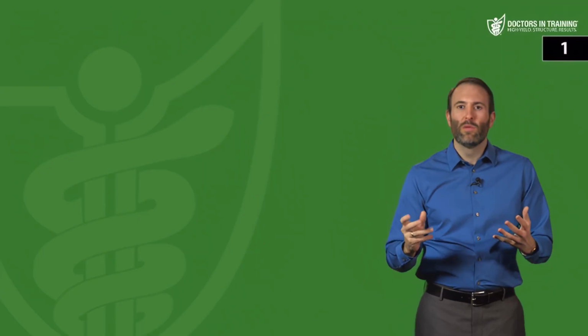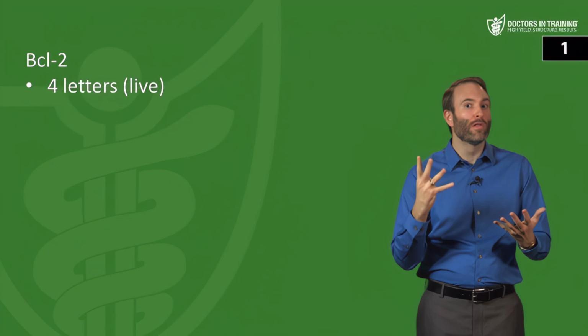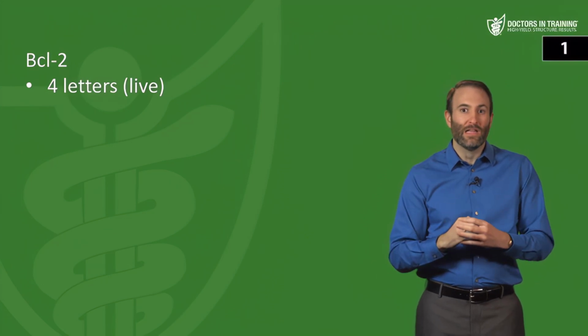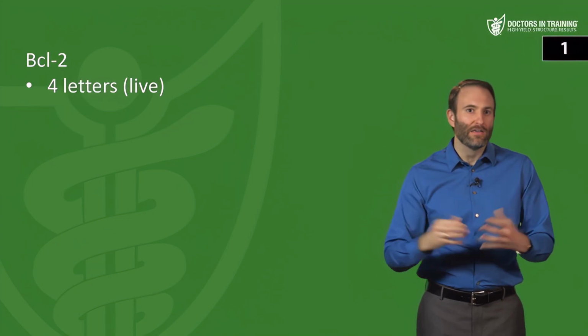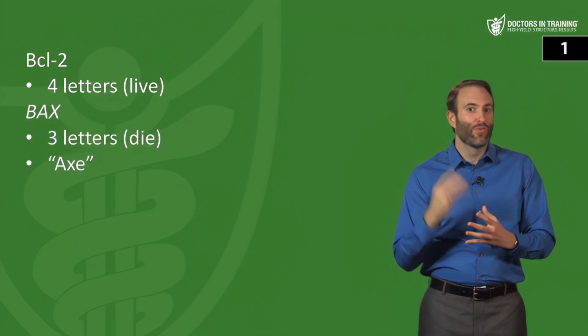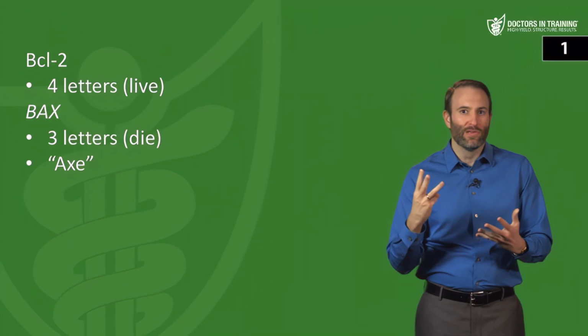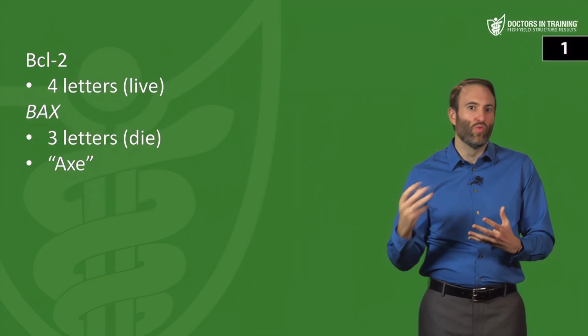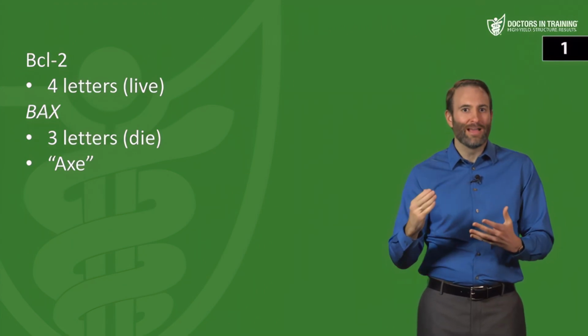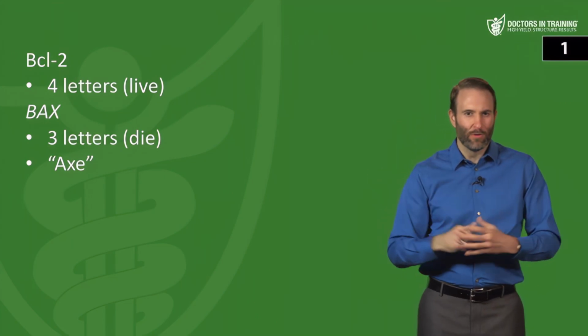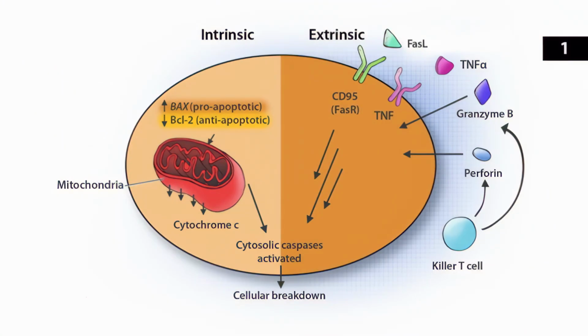Now, one way to remember this is that BCL2 has 4 letters and numbers, and live has 4 letters. BAX has 3 letters, and then also die has 3 letters as well. And BAX also rhymes with axe, so BAX is giving the axe to cells. That's the way I remember it. And again, that BAX is letting the contents of the mitochondria out.